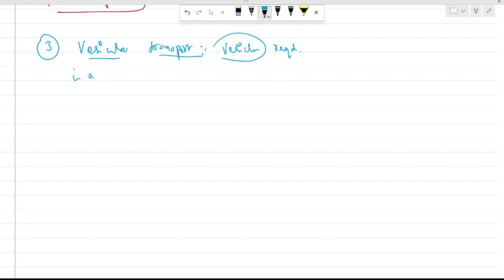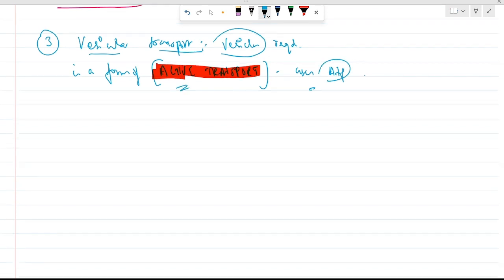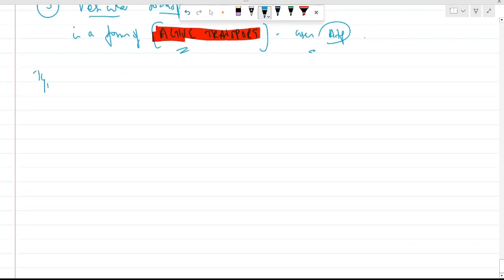This is a form of active transport. Very, very important. Vesicular transport is a form of active transport. Active transport uses ATP, an obvious fact. Vesicular transport is a form of active transport and uses ATP. We are going to see some types.